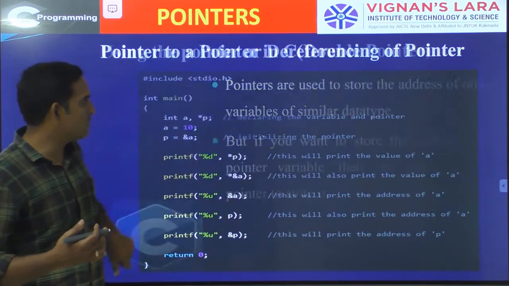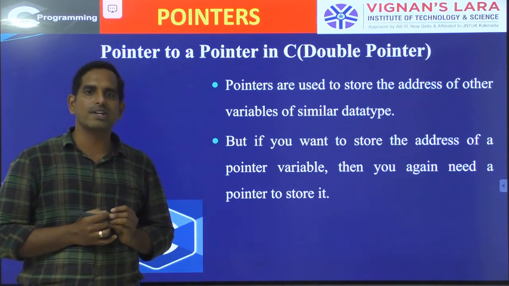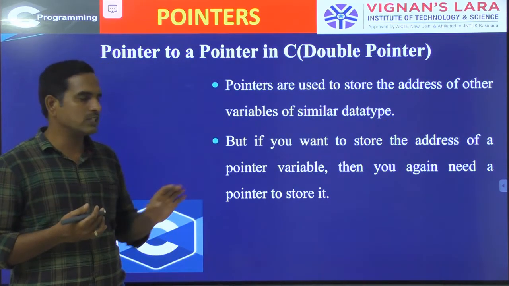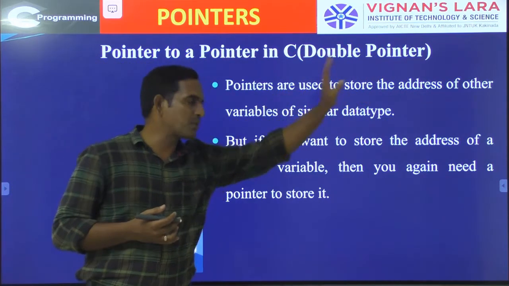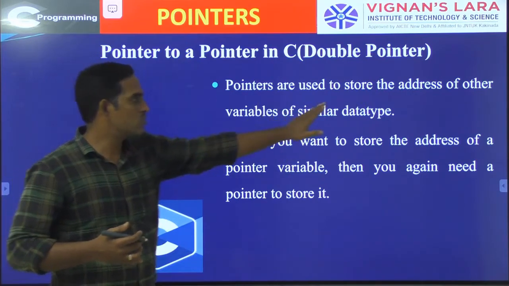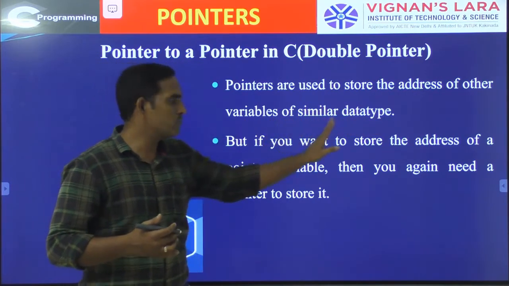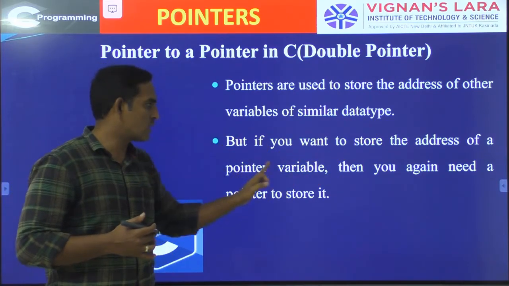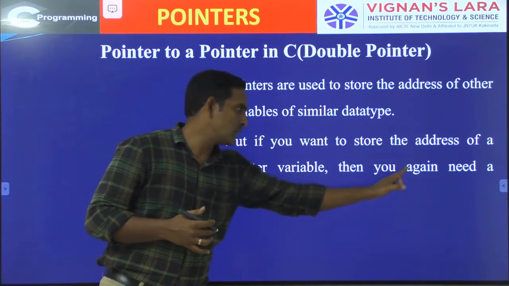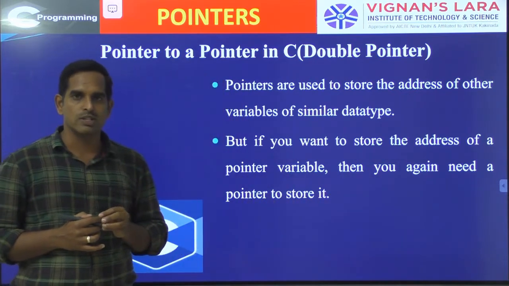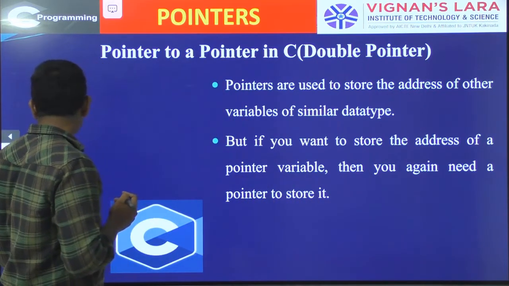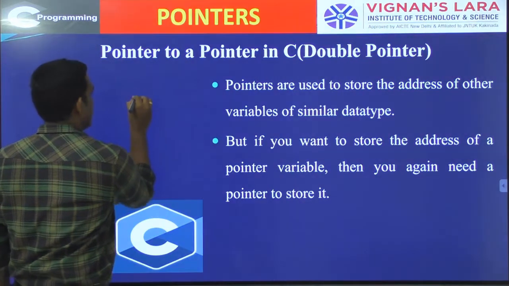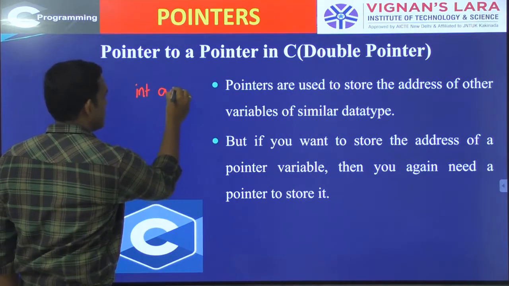In this session, we will look at what a pointer to pointer is, which is otherwise called a double pointer. Pointers are used to store the address of other variables of a similar data type. But if you want to store the address of another pointer variable, then you again need a pointer to store it.